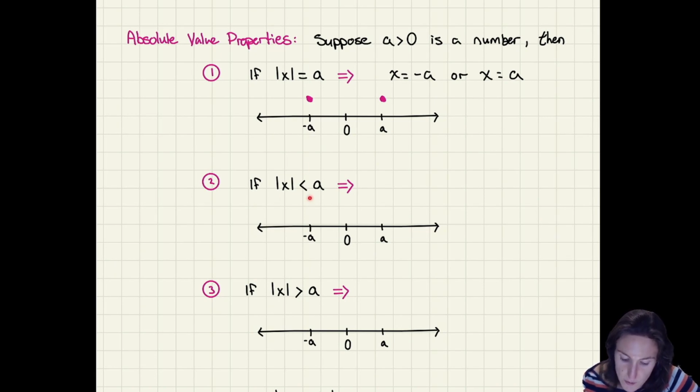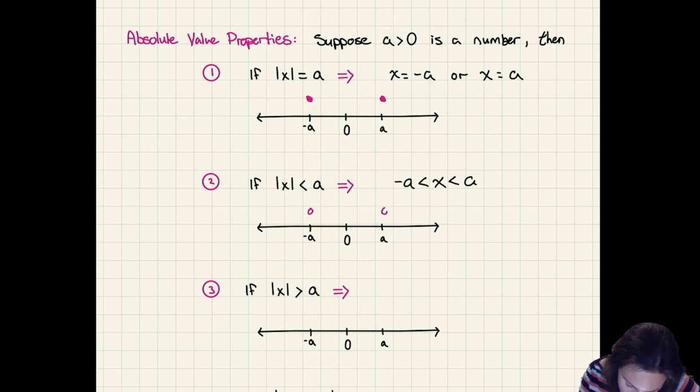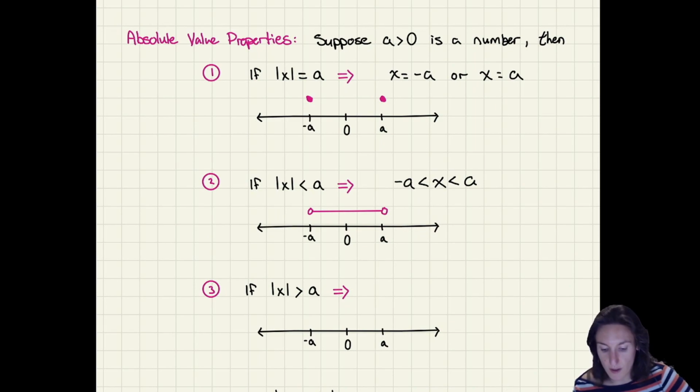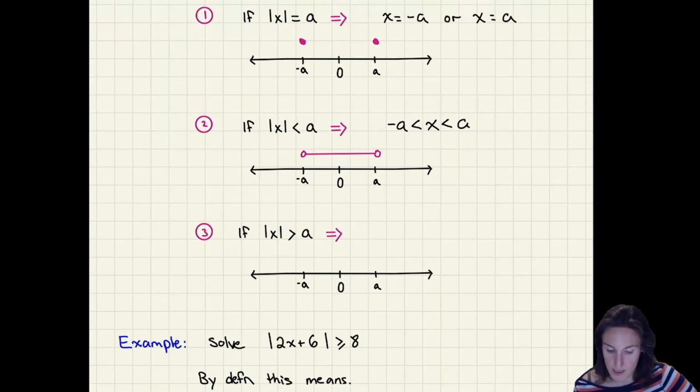When we have the absolute value of x is less than a, this corresponds to splitting this up into an inequality where x is going to be between negative a and positive a. Okay, so this looks like two open holes here. If we had less than or equal to, we would fill in these holes, we would color them in. But when you see that inequality expression, that's what it represents.